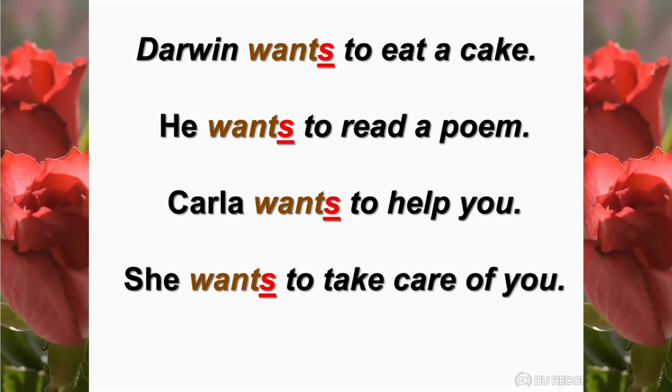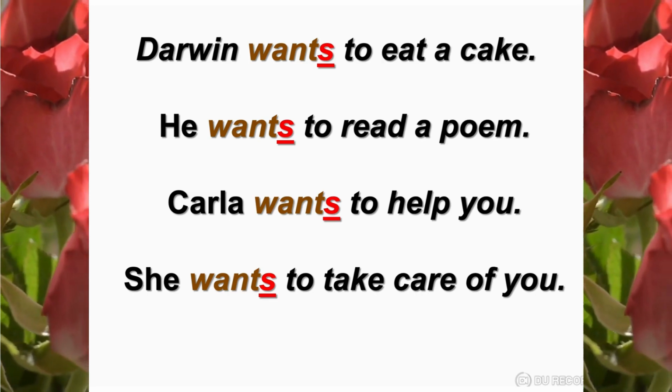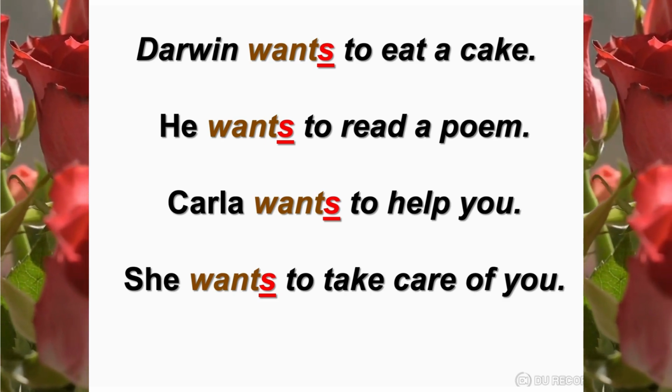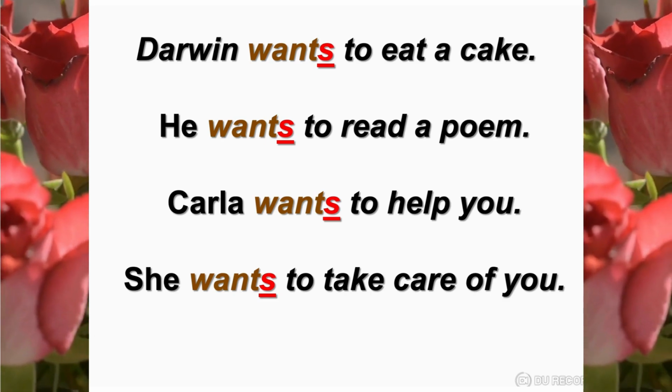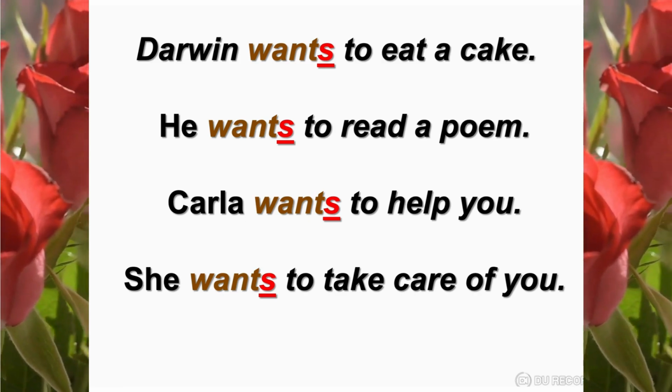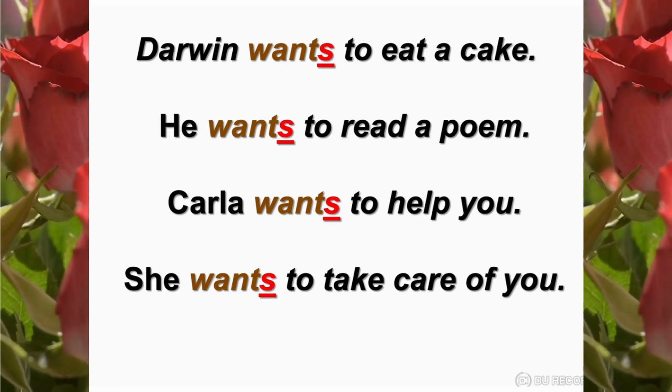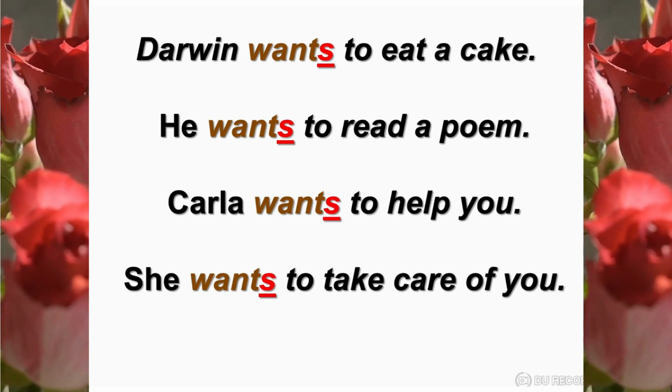Let's repeat after me a little bit faster these 4 examples. Darwin wants to eat a cake. He wants to read a poem. Carla wants to help you. She wants to take care of you. Let's go to the negative form.